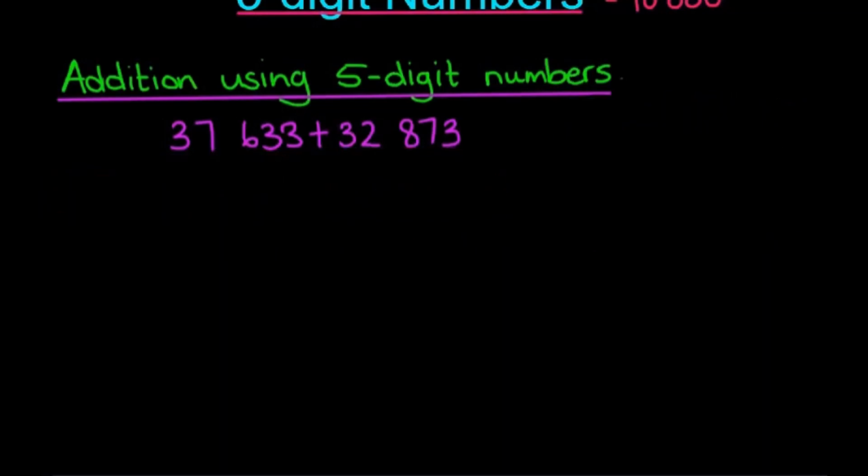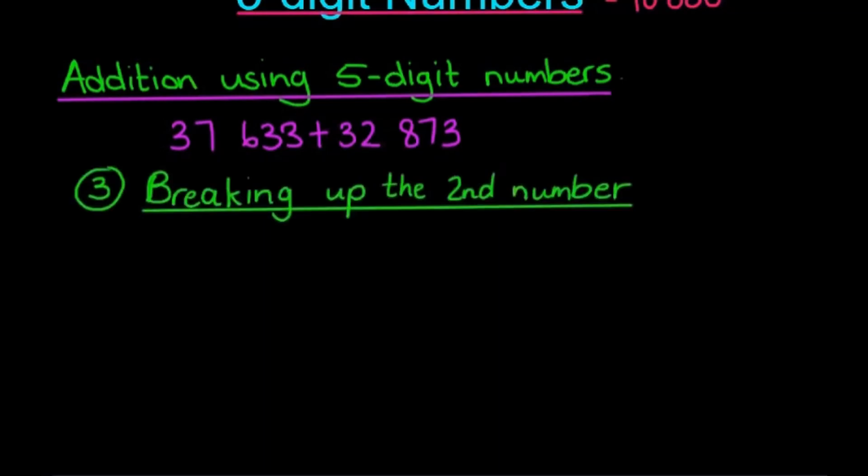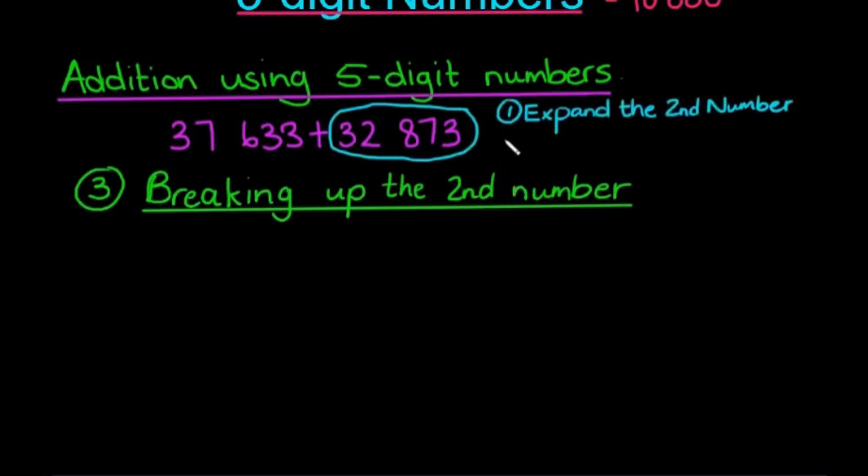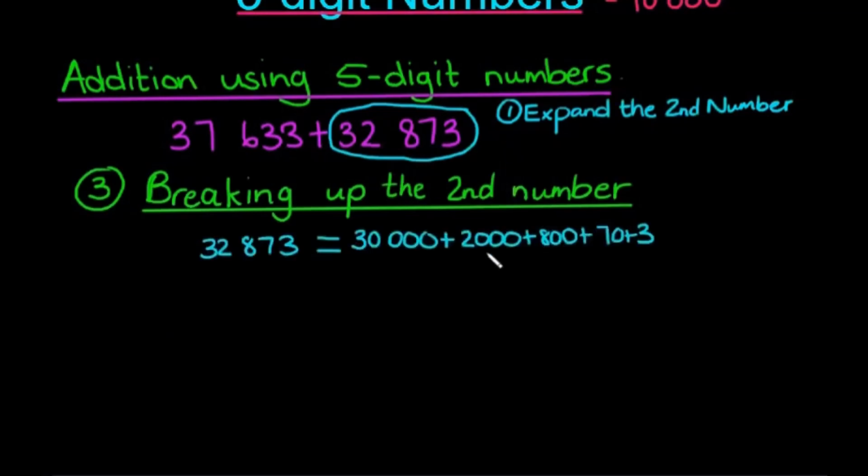The last method that we are going to use, quite a lengthy one, is where we have to break up the second number. So not as before where we had to break down and expand both numbers, in this one, we're only going to expand the second number. So that is our first step. We need to expand our 32,873. And it will look something like this. So I've expanded my number: 30,000 plus 2,000 plus 800 plus 70 plus 3.